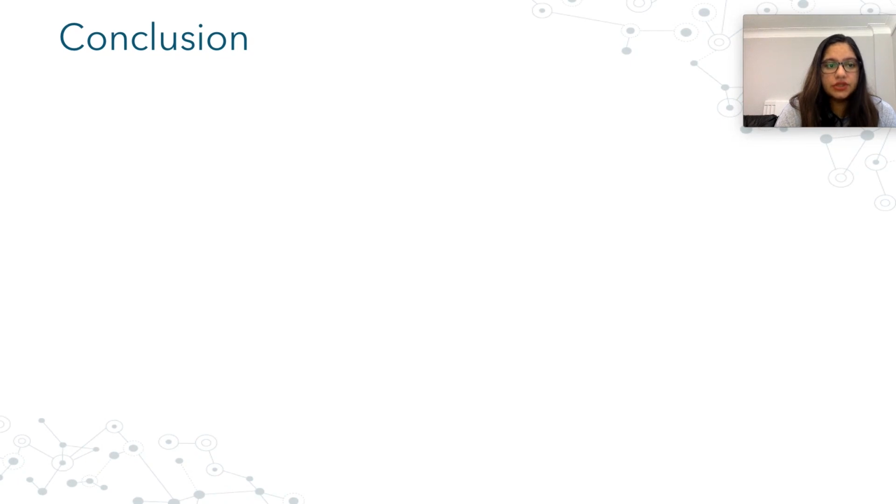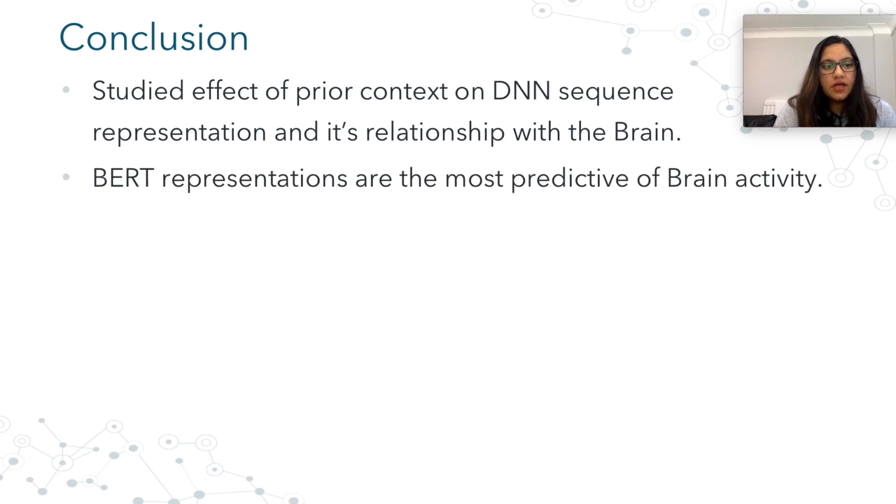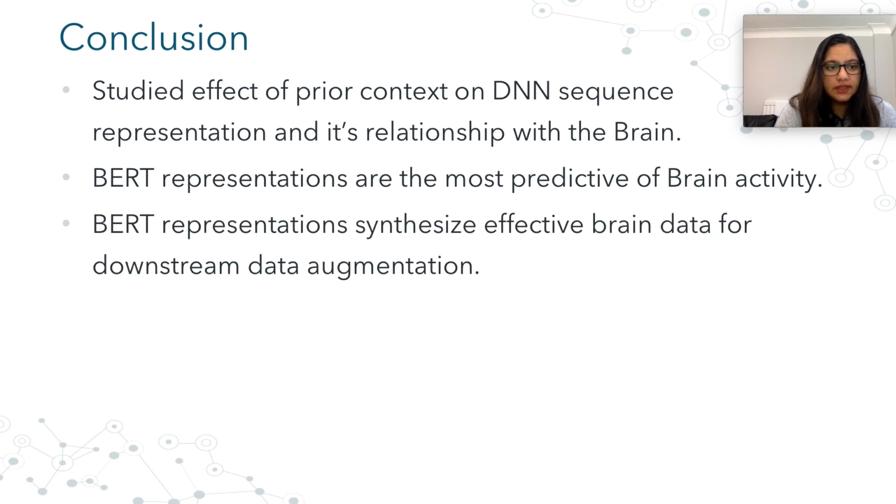In conclusion, we studied the effect of prior context on deep neural network sequence representation and its relationship with the brain. This is one of the first studies to do that. We find that BERT representations are most predictive of brain activity, and BERT representations are useful in synthesizing effective brain data for downstream data augmentation tasks.